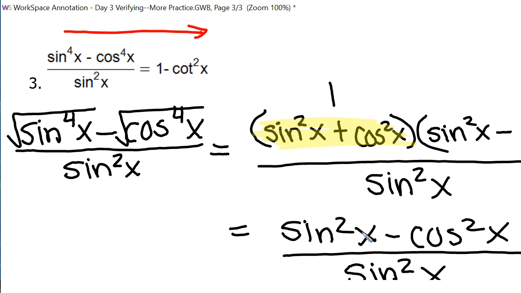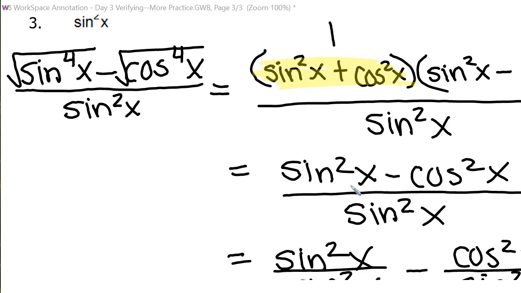Now what's sine squared divided by sine squared? 1. Then this will be a minus. And cosine squared divided by sine squared is cotangent squared of x. So, moral of the story, see if it factors. If you can factor, that hopefully will help cancel out some factors.